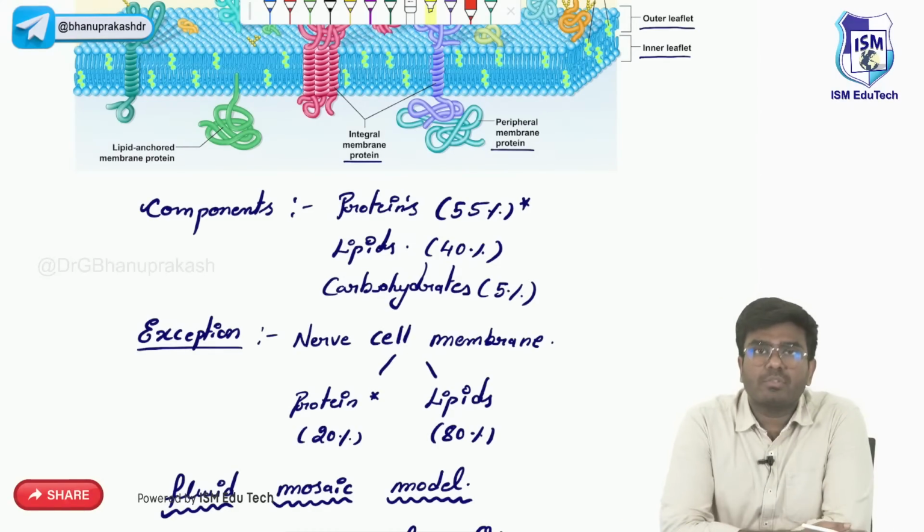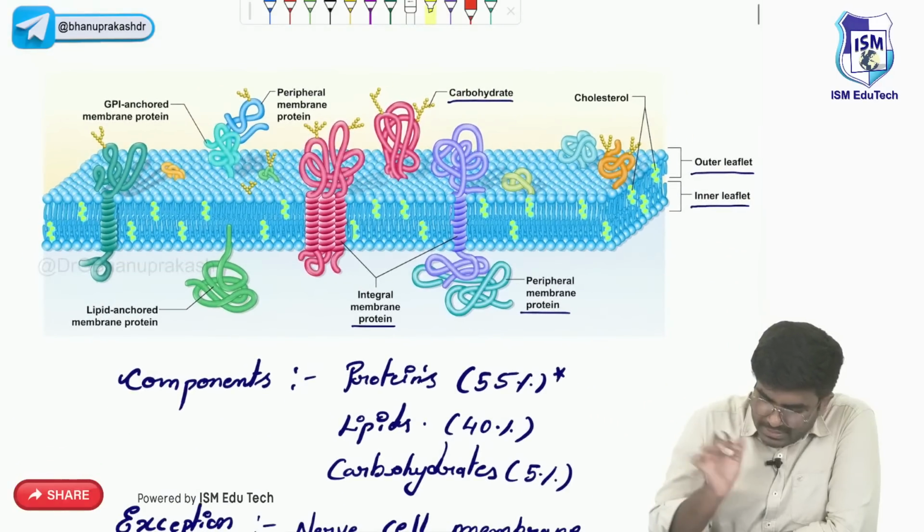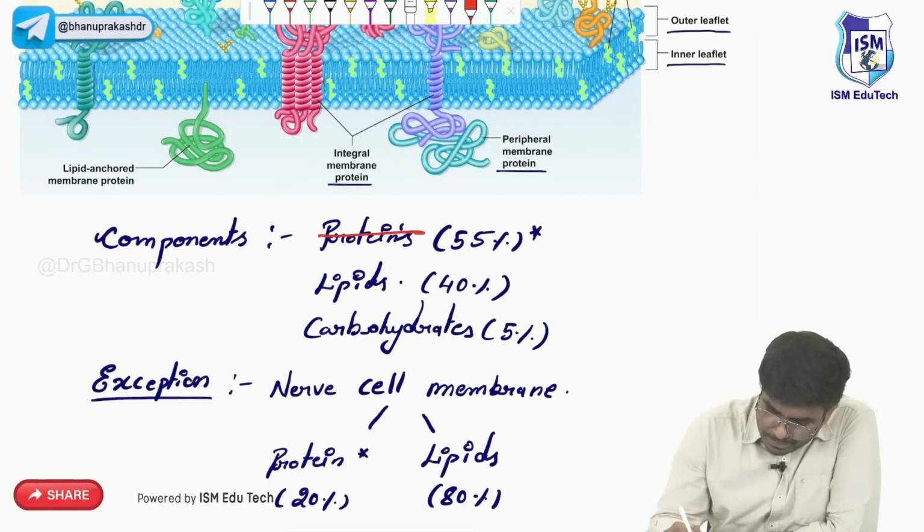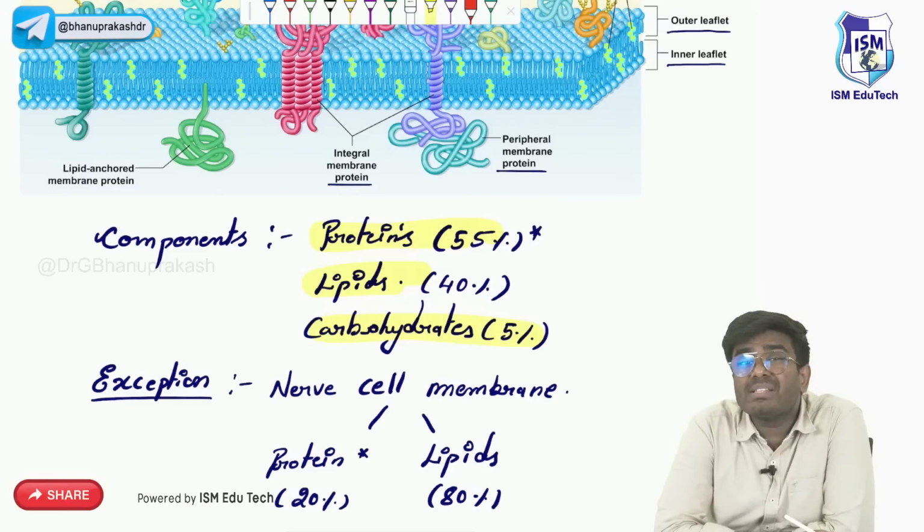Lots of time this question has been asked. This is your cell membrane. Now, the cell membrane is made out of what? Proteins, lipids, and carbohydrates. The question that keeps being asked in your exam is, what is the major component of your cell membrane?